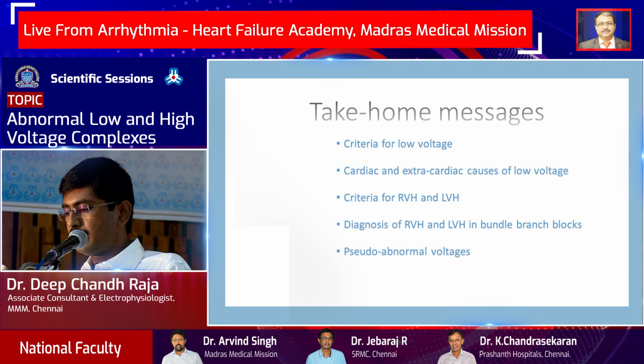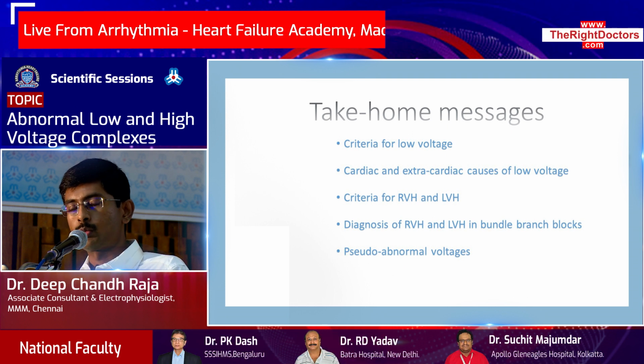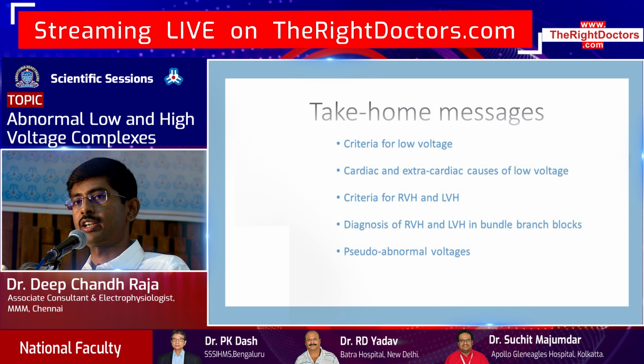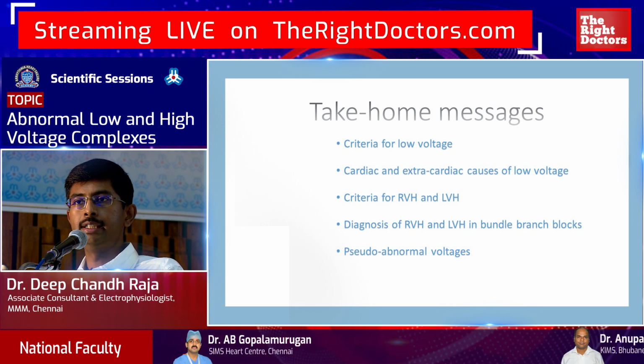So we started with the criteria for low voltage. We saw some causes, some examples of low voltage complexes, RVH, LVH, and bundle branch block. It was to highlight that the voltage criteria does not hold the same in presence of bundle branch blocks. We saw very few examples of pseudo-abnormal voltages. Thank you.